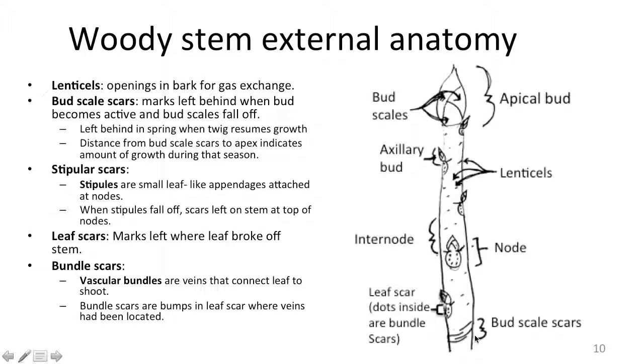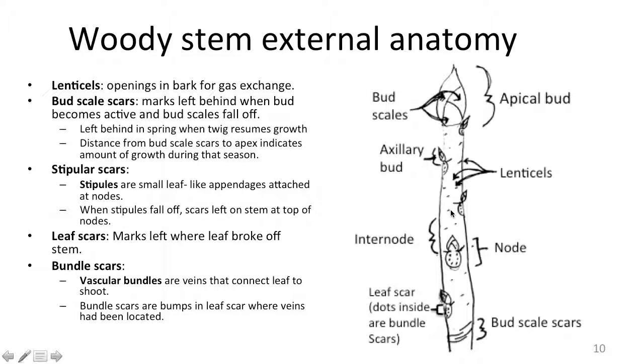While we're talking about scars, the next thing we will look for are stipular scars. Stipules are small leaf-like appendages attached at the nodes. So when this plant had leaves, the leaves were attached, let's say, here and here. On some species, there are some very small leaflet-like appendages that are attached right at the base. When those fall off, they also leave scars. So this line here, as well as this line, are stipular scars. And we can see another stipular scar, for example, right here.